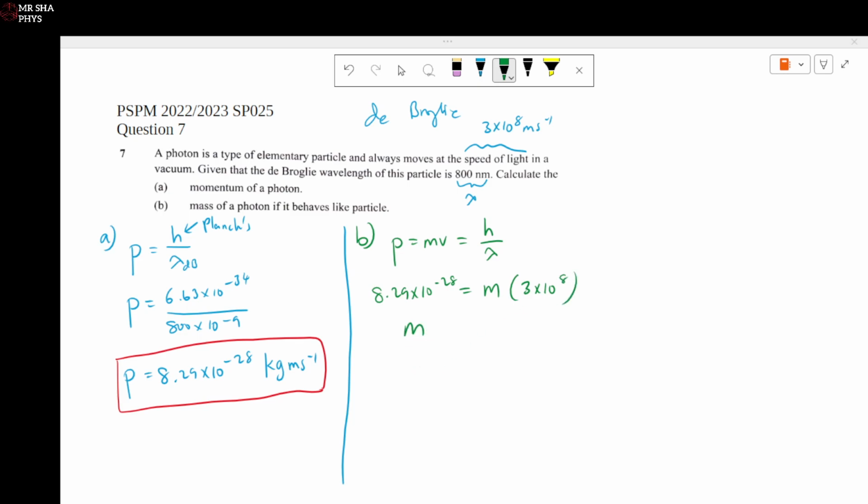So if our photon has mass like a particle, what you will find is that it's going to have a mass of 2.76 times 10 to the power of negative 36 kilograms. Now, of course, in reality, photons have been found to have no mass, but according to this question, if it does have mass, it will have this particular mass, which is 2.76 times 10 power of negative 36. Okay, that is all from me.